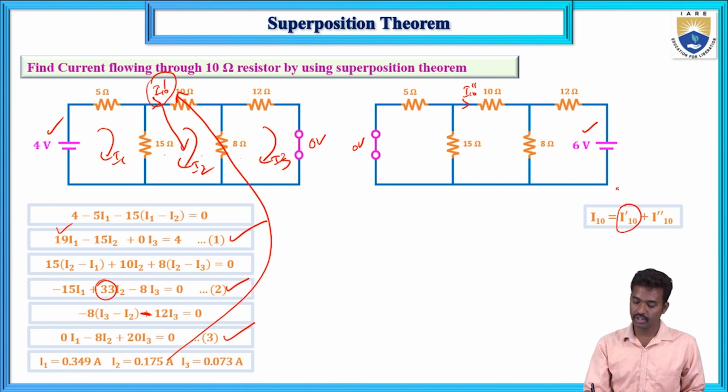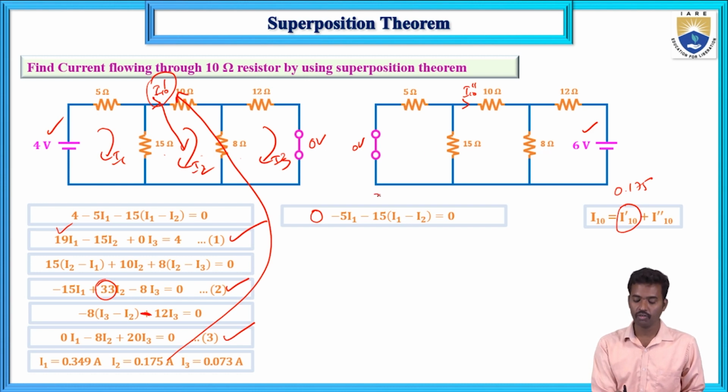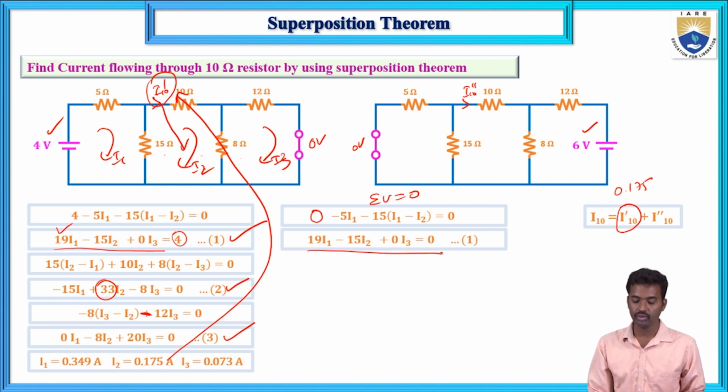So the individual response current is calculated as 0.175, and second, I10 double dash is calculated the same way, with the 6 volts active and the 10 volts deactivated. So in that case, this source is replaced by 0 volts, and minus 5 I1 and 15 I1 minus I2, that means that is minus. The summation of all voltages must be 0 according to KVL. Now 19, same equation but this value is 0: 19 I1 minus 15 I2 plus 0 I3 equals 0, that is equation number 1.